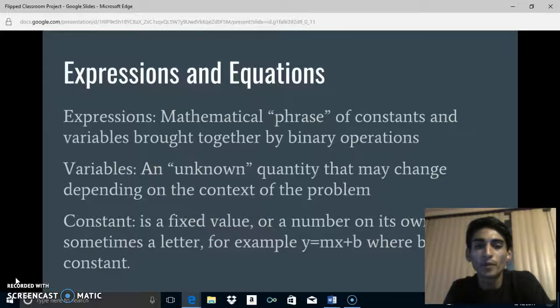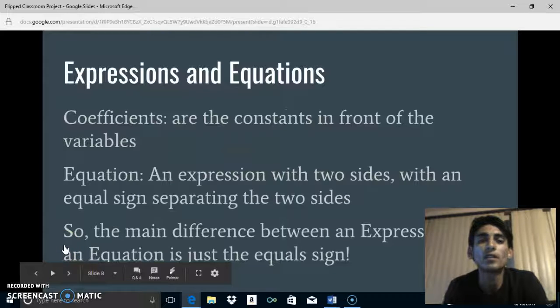So, an expression, remember, is a mathematical phrase of constants and variables brought together by binary operations. Variables are unknown quantities that may change depending on the context of the problem, and a constant is a fixed value or a number on its own or sometimes a letter. For example, in the problem y equals mx plus b, b would be the constant. And finally, we have a coefficient, which are constants in front of the variables, and an equation, which is an expression with two sides with an equal sign separating the two sides.